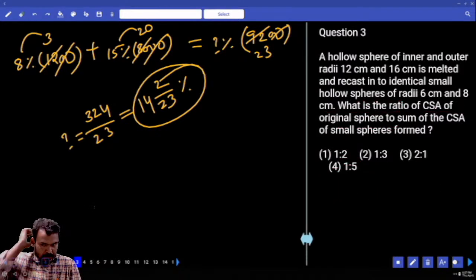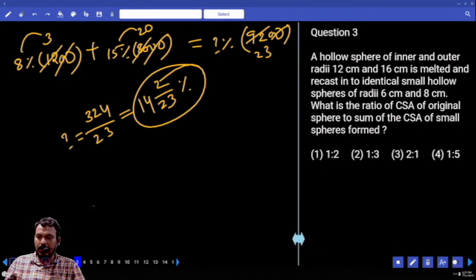Next, question number 3. A hollow sphere of inner and outer radius 12 centimeters and 16 centimeters is melted and recast into identical small hollow spheres of radius 6 centimeters and 8 centimeters. What is the ratio of the curved surface area of the original sphere to the sum of the curved surface areas of the small spheres formed?